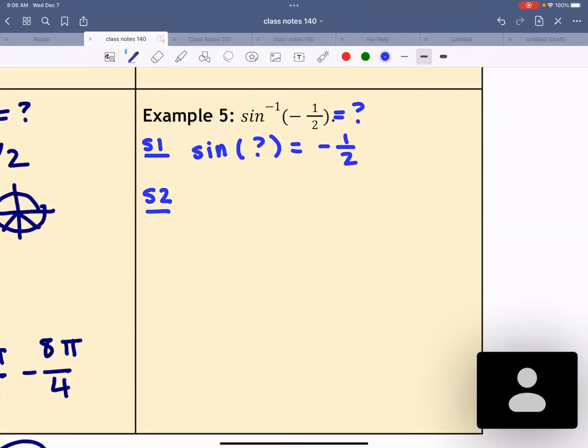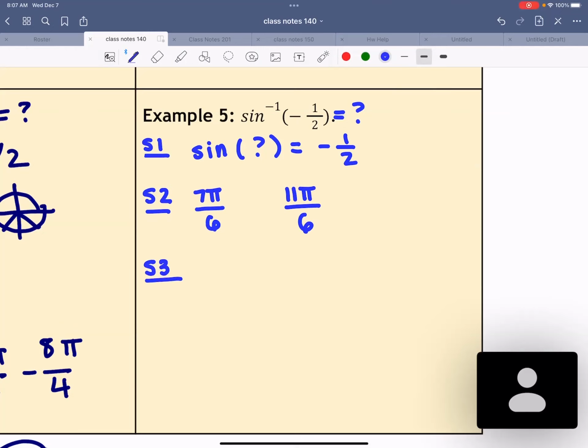Does anyone need a unit circle? Good, 7 pi over 6 and 11 pi over 6, right? Those are the two angles where the y value is -1/2. And so these two angles actually do answer that question. Now, the problem with inverse functions is that there's always going to be one answer. So we have to eliminate one, okay, which brings us to step 3.